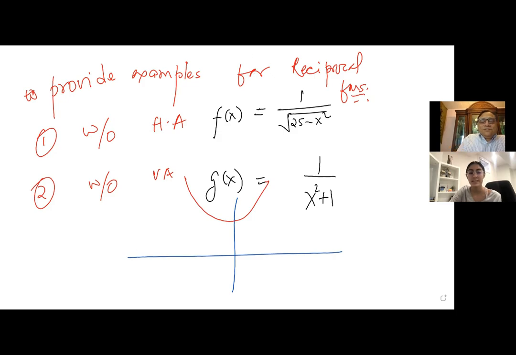So the graph of this function will be kind of like this. You see that? Very important graph. You get the idea. I got the idea, yeah. So that is how reciprocal functions could be. I hope you learned a couple of things today, right? Yes.